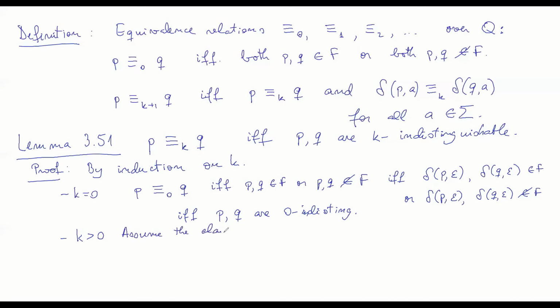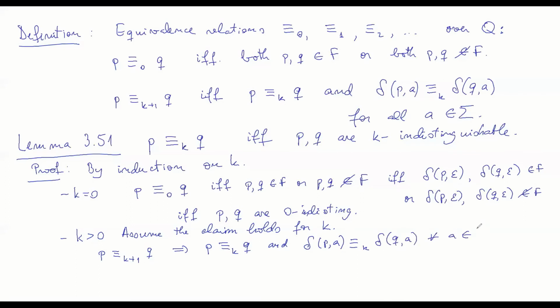the claim holds for k, and we are going to prove it for k plus 1. So if we have P in this equivalence k plus 1 to Q, so what this implies is that by definition, P and Q are in this equivalence K, and delta of PA and delta of QA are in this equivalence K. This happens for all A in sigma. This is just the definition.